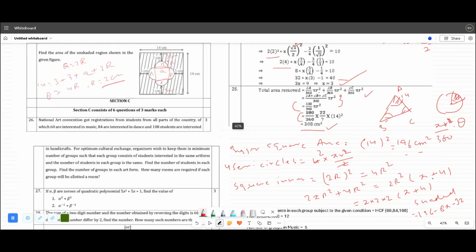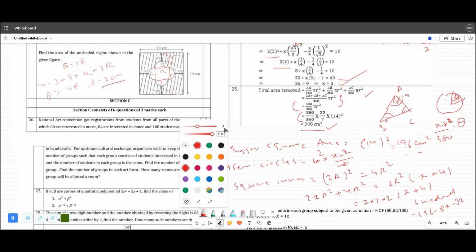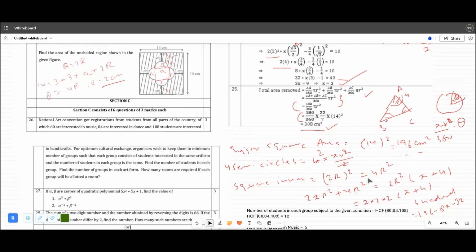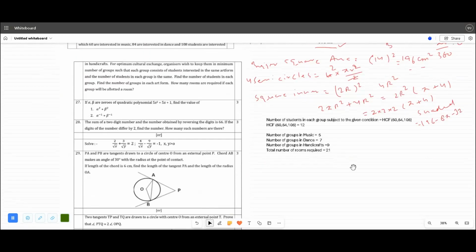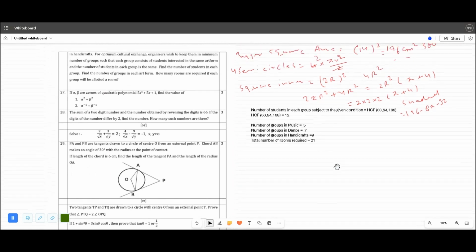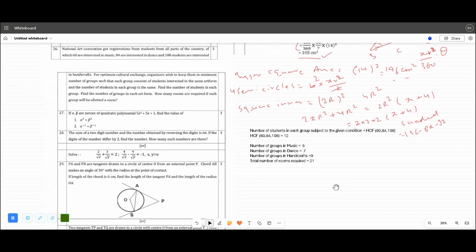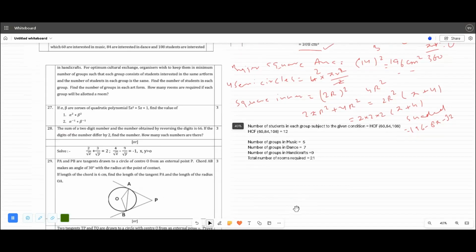So okay, don't go by the numbers, you can check the numbers again. I sort of make some mistakes with numbers, but this is the concept. Okay, yeah. The next question is National Art Convention.